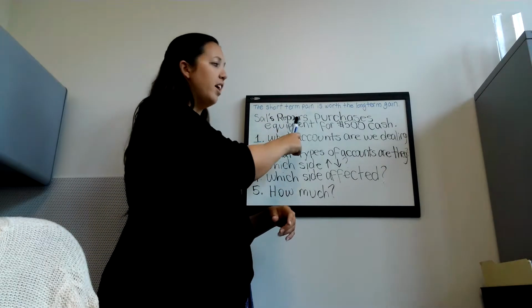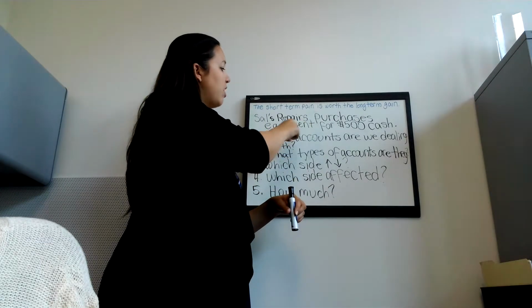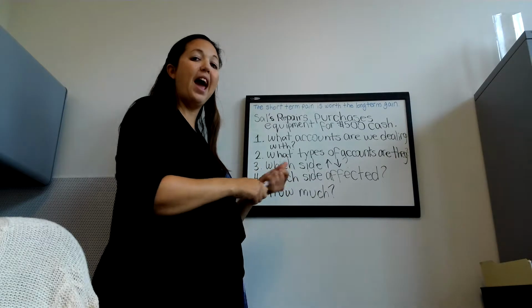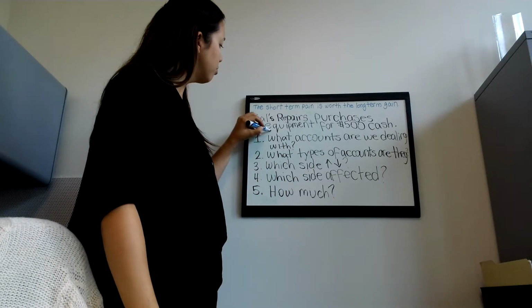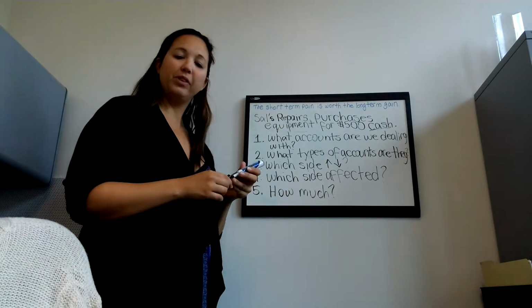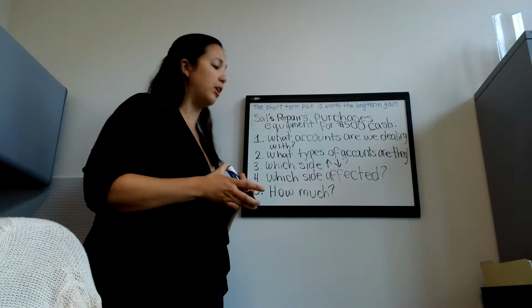So if we take our example again and we say Sal purchased equipment for $500 cash, our accounts are going to be equipment and cash. So those are the two accounts we're dealing with.